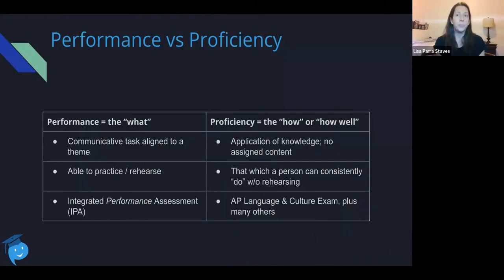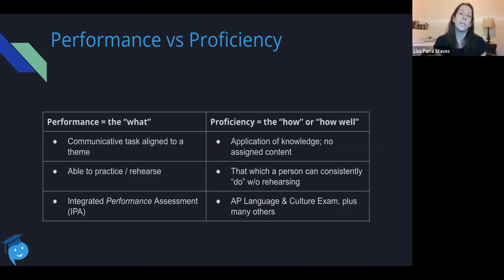So here, performance versus proficiency. All of my information is heavily guided by ACTFL, as I hope everyone's is if you're a language teacher in the United States. So here on the left, you see performance. And this is the what. What are the students going to do? What are you going to have them do? What is your learning target? What is the end goal? Here, performance is in our classrooms a communicative task aligned to a theme, maybe a unit of study.